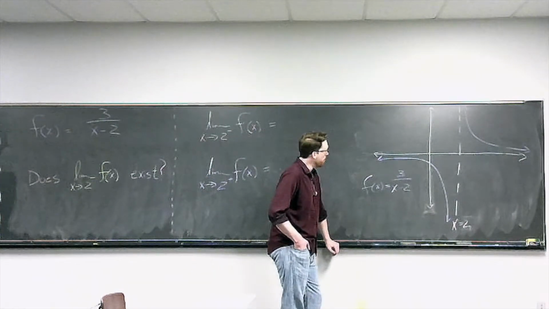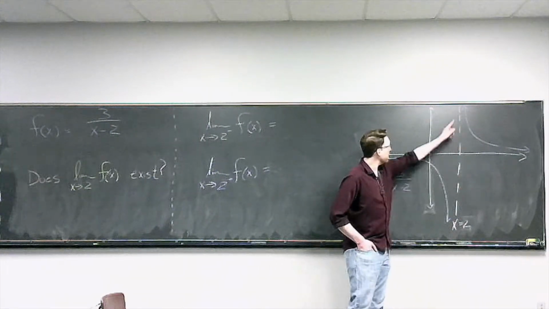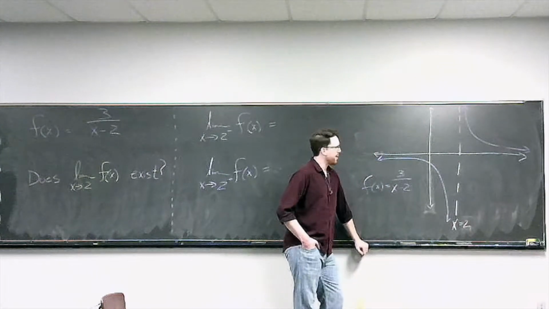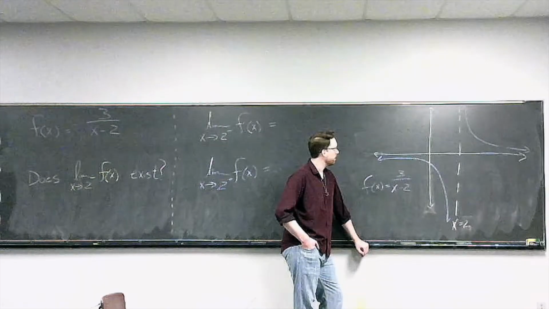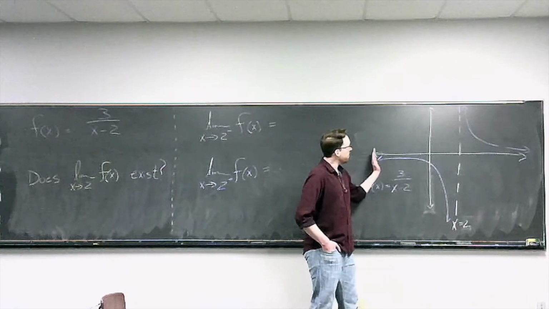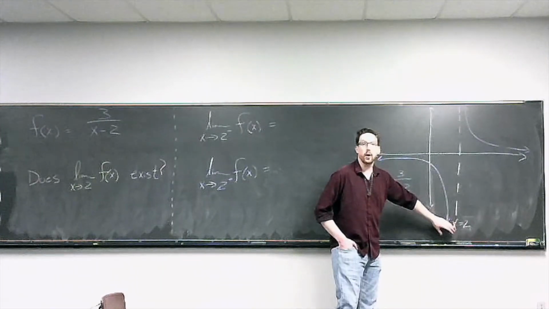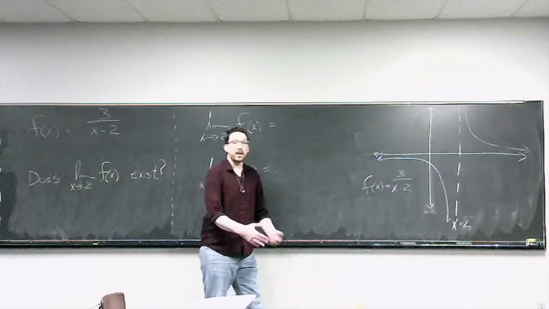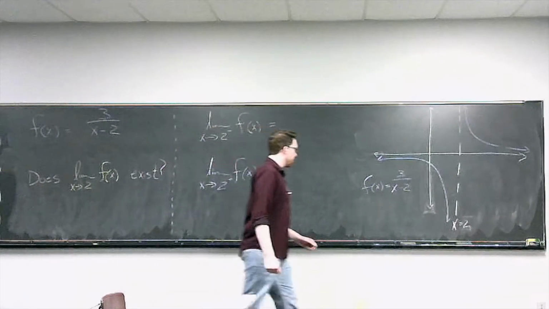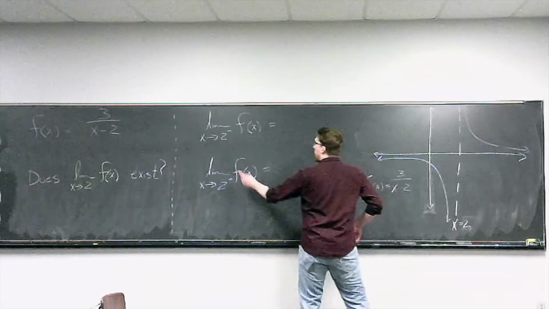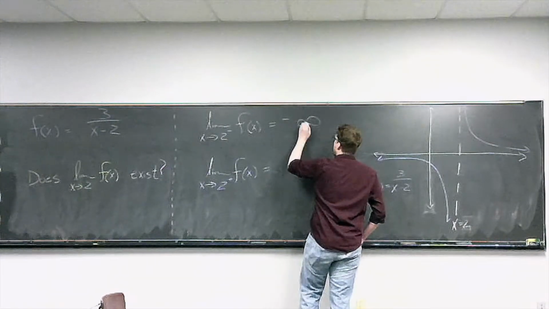You notice, coming from the left, as we approach 2, right here, our function looks like it just goes down forever, right? As we keep approaching 2 from the left, our function here just goes down forever. In fact, it does. It never ends. It just goes on and on forever to negative infinity. So we would say the limit as x approaches 2 from the left is equal to negative infinity.